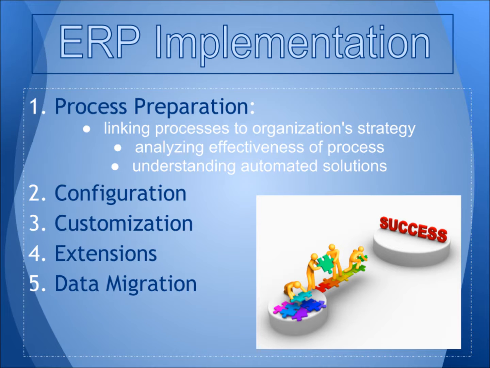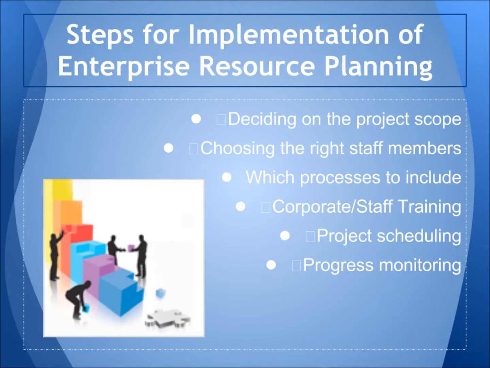Implementation is crucial to ERP. Through process preparation, processes can be linked to the organization's strategy, by analyzing effectiveness of the process and understanding automated solutions. Configuration, customization, extensions, and data migration are all a part of implementing ERP. Some steps for implementing ERP are deciding on the project scope, choosing the right staff members, which processes to include, corporate and staff training, project scheduling, and progress monitoring.